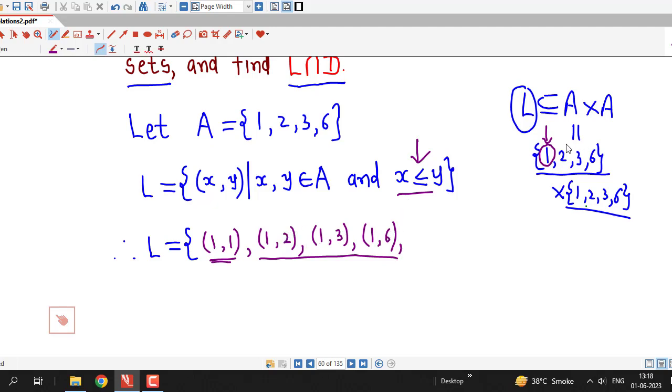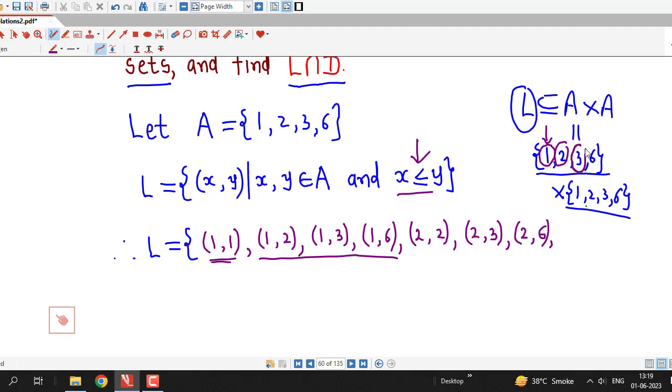Here x and y are equal in the first, and in all the other ordered pairs x is strictly less than y. Now we start with 2 as the first component. The first ordered pair is (2, 1), but 2 is not less than or equal to 1, so we will not write that ordered pair. Then (2, 2), because x is equal to y, is also a member of L. Then (2, 3) is also a member of L because 2 is less than 3, and (2, 6) is also a member of L because 2 is less than 6.